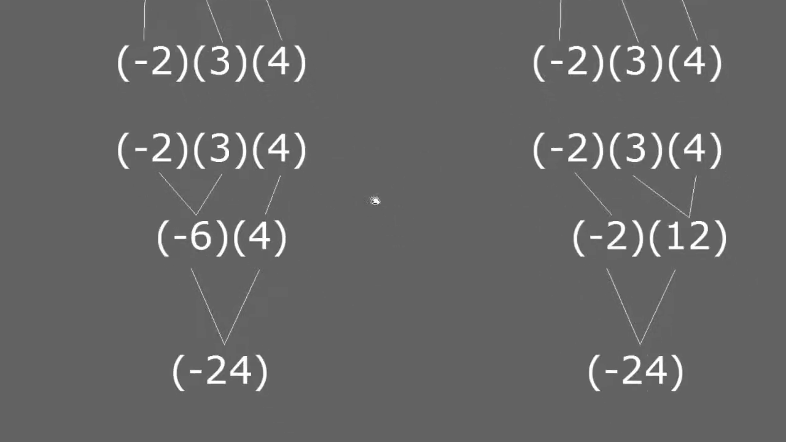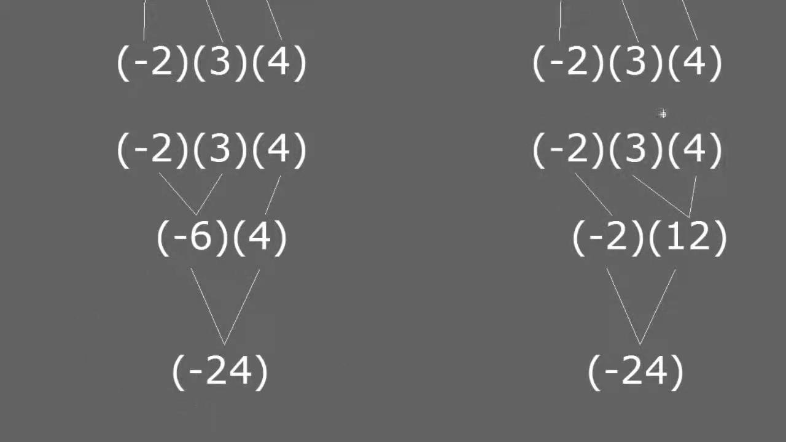Now, let's start on this side. Here I have chosen to multiply first negative 2 times 3 and later multiply by 4. On this side, I'm going to multiply first 3 times 4 and later multiply that by negative 2. If I first multiply negative 2 times 3, different signs gives me a negative result. So the result is going to be negative 6. And negative 6 times 4, again, different signs. One is positive, the other is negative. I get a result of negative 24.